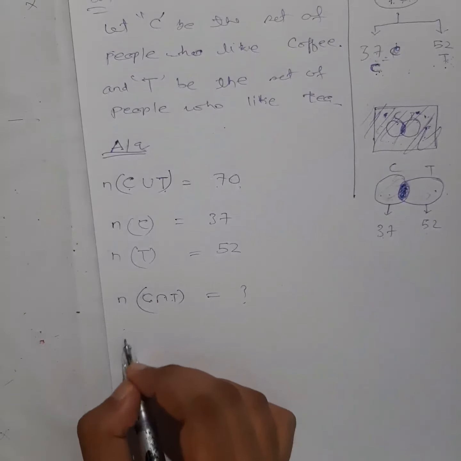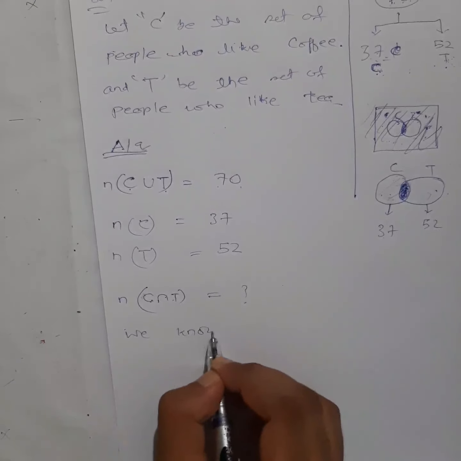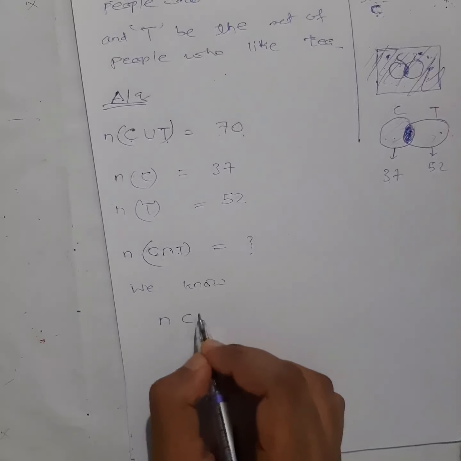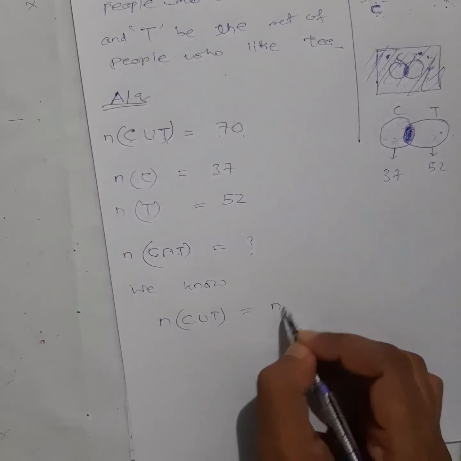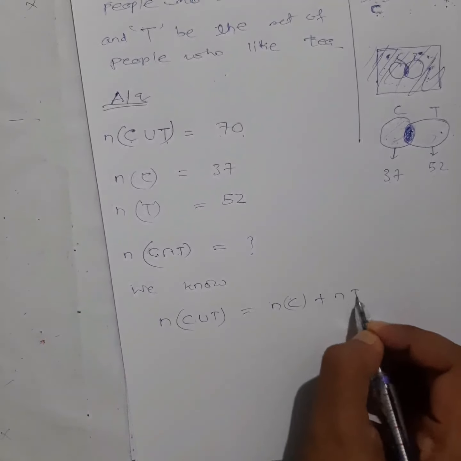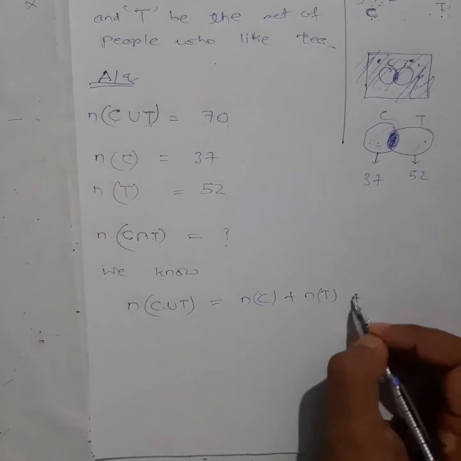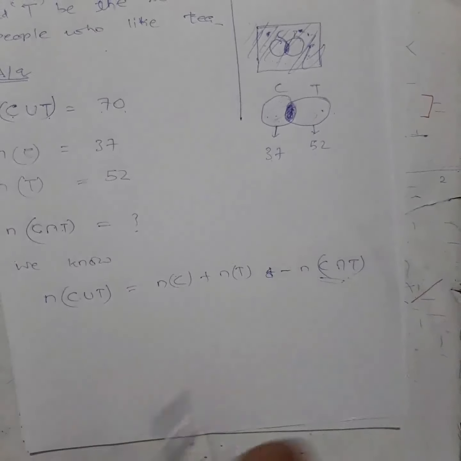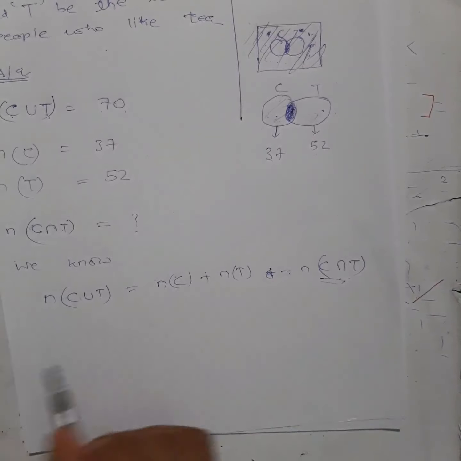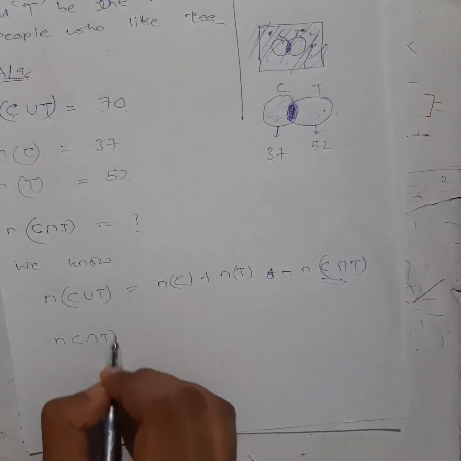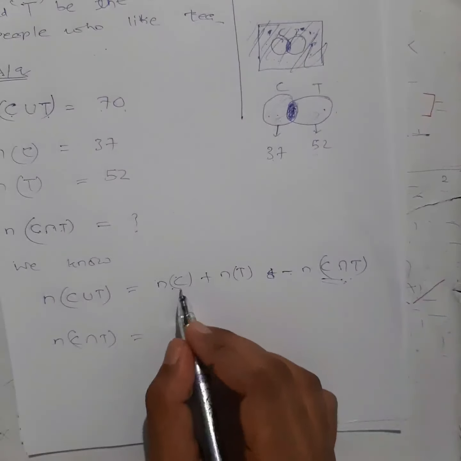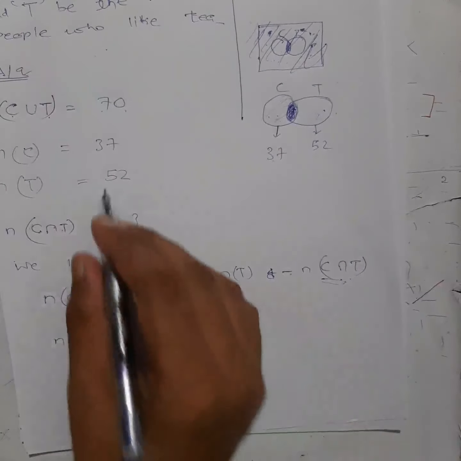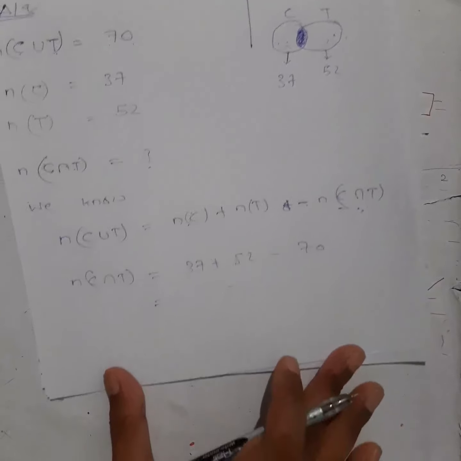So how will we find that? We know C union T is equal to C plus the number of people who like tea minus the number of people who like both. Okay, so I have to find this, so keep it alone on one side. Let's bring this to this side so that the minus will also vanish. C intersection T is equal to the number of people who like coffee, which is how many? 37 plus 52 minus 70. Solve this, whatever comes out will be your answer.